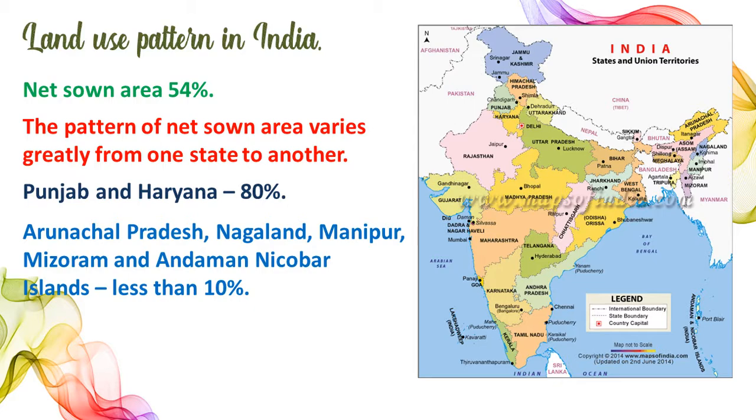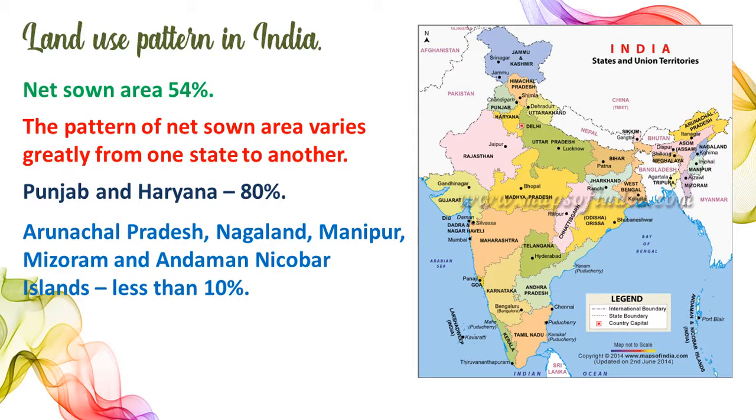The net sown area means the actual land which is utilized for cultivation of crops. The net sown area in India is around 54%. It means half of the land in India is used for cultivation. The pattern of net sown area varies from one state to another. For example, Punjab and Haryana have 80% of land used for agriculture.